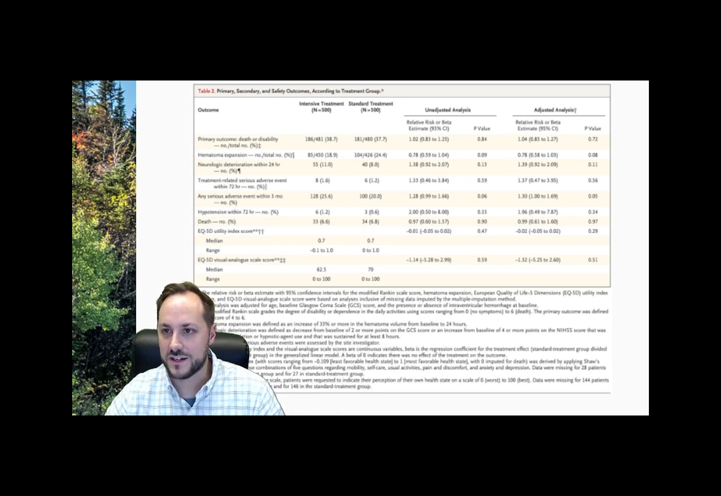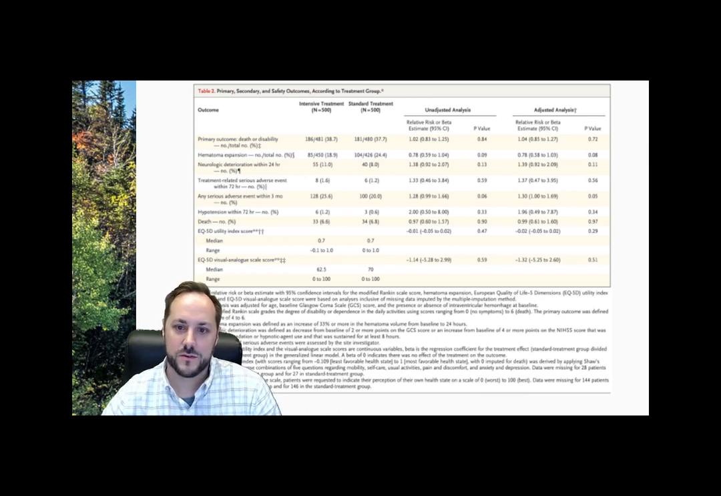I would say on this chart, the thing that's closest to statistical difference would be any adverse event within 3 months. And when they tease that out, it ends up being that it was renal complications mostly. But you have no difference in the primary outcome, death or disability, hematoma expansion, neurological deterioration, death, and then they had some EQ utility index score that also wasn't statistically different, but we won't really get into that. Okay, we'll move on to the next paper that would be showing reasons for why we're doing what we're doing.